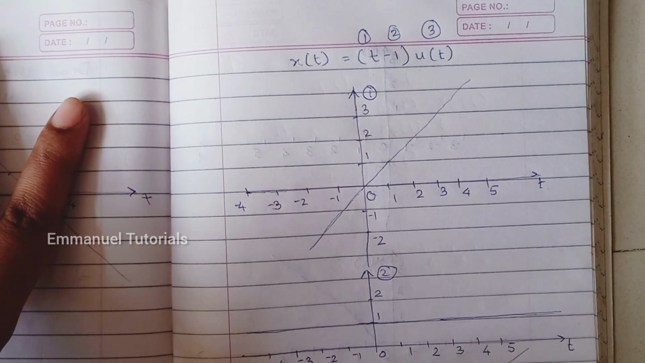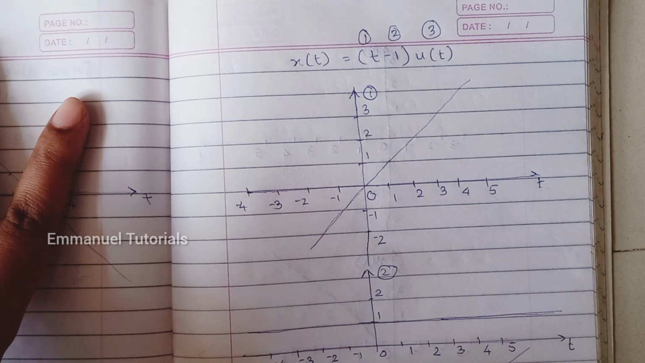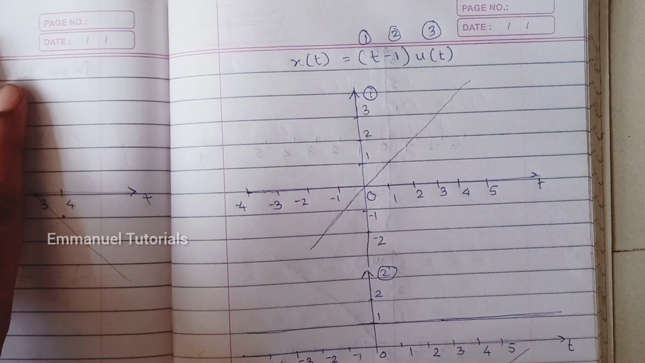Today we'll be seeing a sketch the signal example which was asked as a doubt by one of our students in the comment section. This is again a continuous time example.